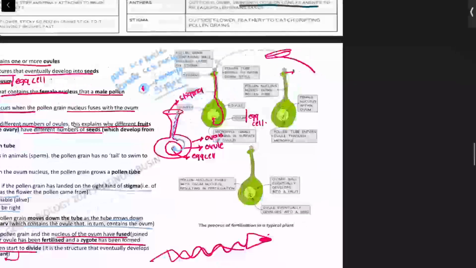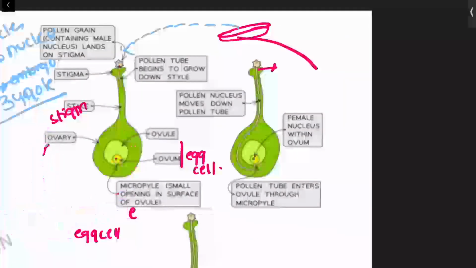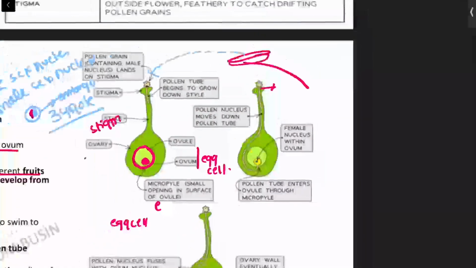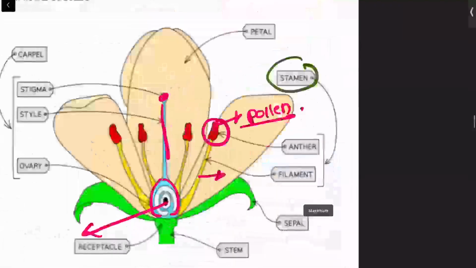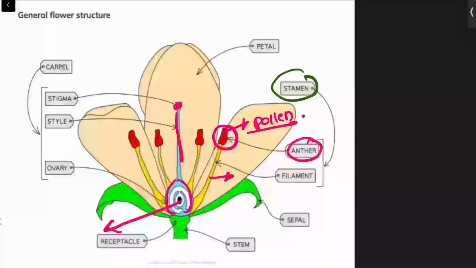So inside the ovary, you have a chamber known as an ovule, which is where the ovum or the egg cell is located, right? The male sex organ is known as the stamen, which contains the anther and the filament. The female sex organ is known as the carpel, which contains the stigma, the style, and the ovary. The ovary contains the ovule, which contains the egg cell.